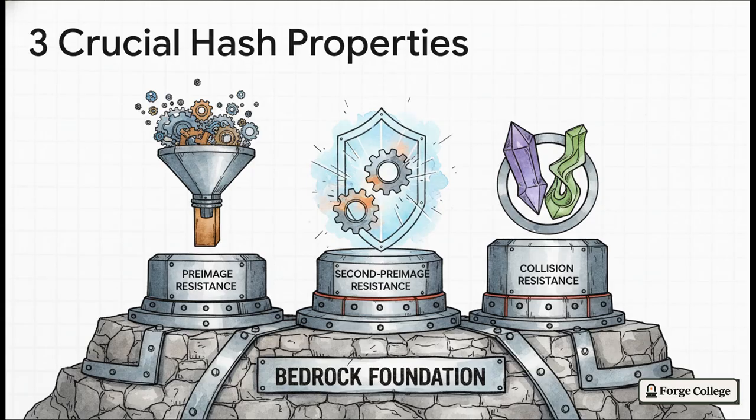Second is second-preimage resistance. This means if I hand you an input and its resulting hash, you can't subtly tweak that input to somehow produce that exact same hash again. And third, collision resistance. It has to be statistically impossible for an attacker to find any two completely distinct inputs that magically result in the identical hash. These three properties are the bedrock. They are exactly what stops an attacker from forging or tampering with our ledger data.